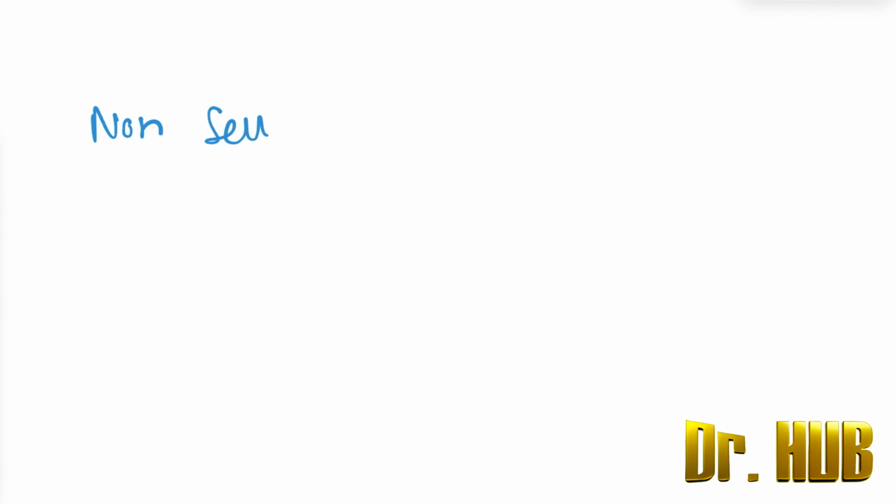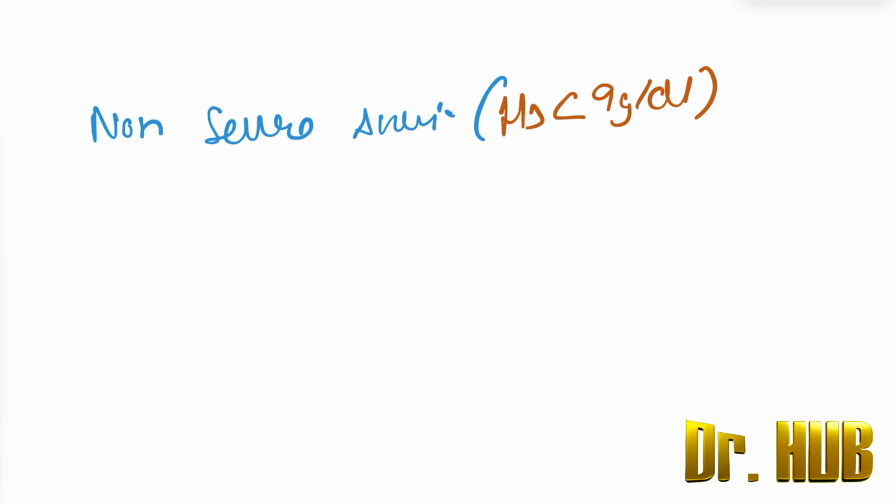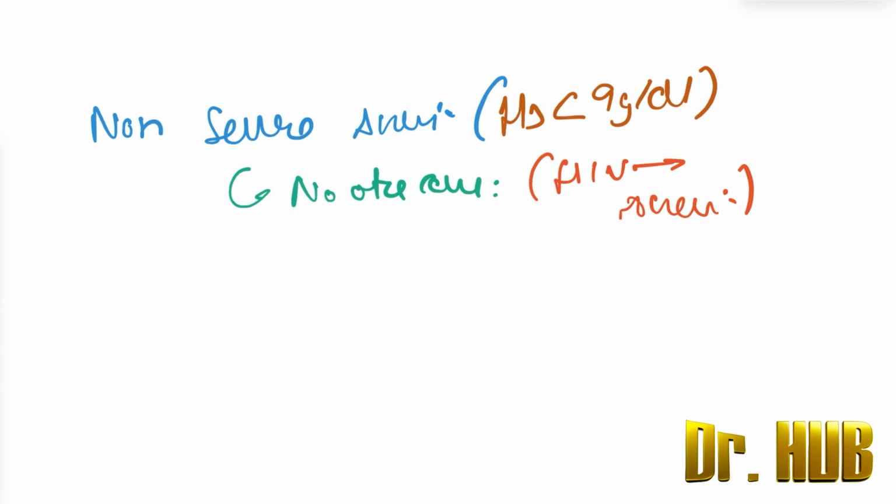Next, we move on to non-severe anemia. Non-severe anemia is basically when the HB is less than 9 gram per dl. Here you start the ART if no other causes for the anemia are found. HIV is often the main cause of the anemia.